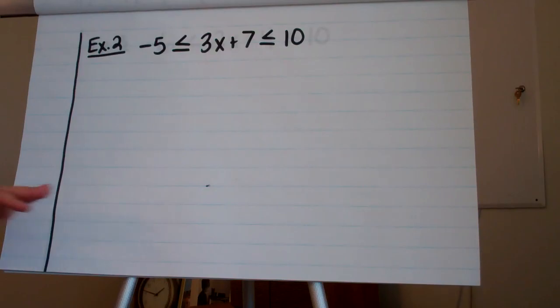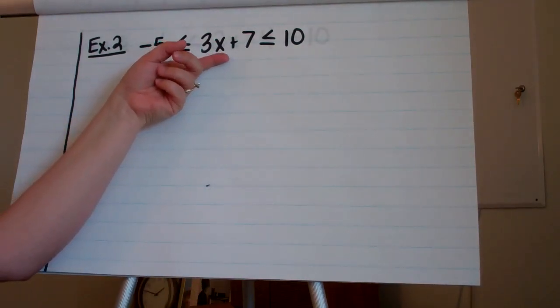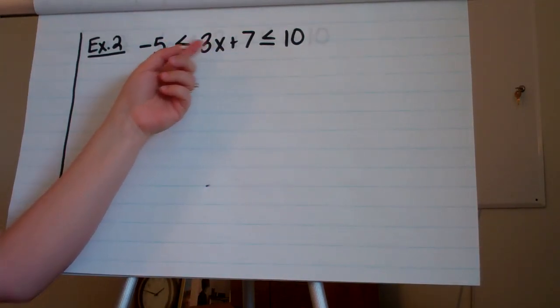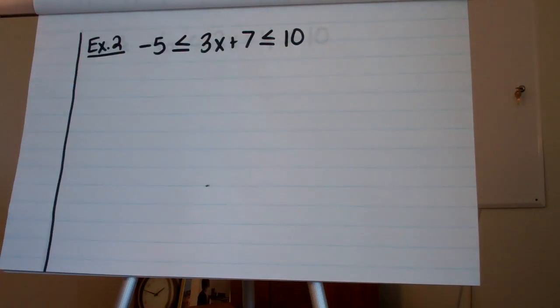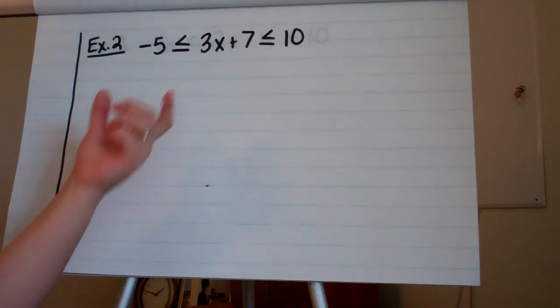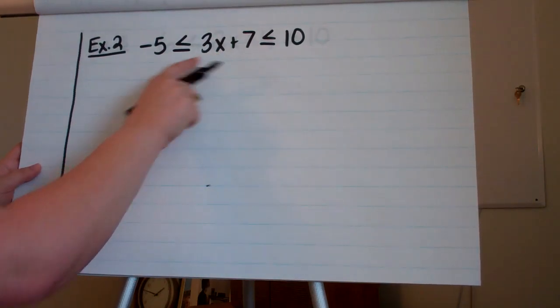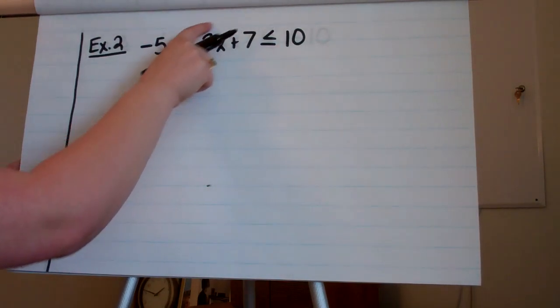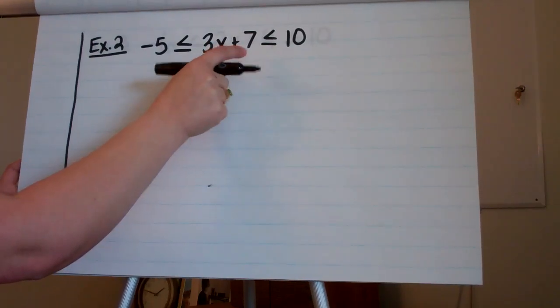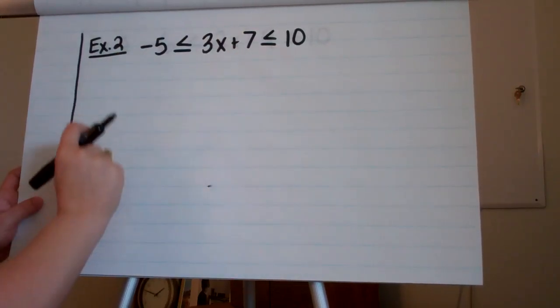All right, in this case, this says that 3x plus 7 is between negative 5 and 10. So in this case, I'm going to need to separate these. And remember that each part needs to have the variable in it. And since this all goes together, each part is going to need this entire expression.